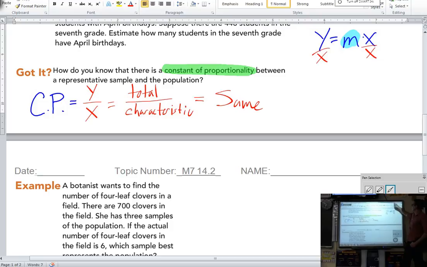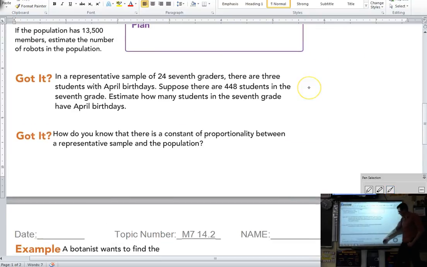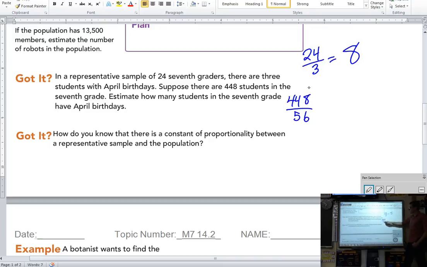So if I come back to here, my April birthday problem, and I compare 24 to 3, that gives me 8. If I compare 448 to 56, the total divided by the characteristic that we were looking at, we'll get approximately 8. If I flip this over, and I do 3 divided by 24, I'd get 1/8. So when we do the division, how we know this to be true is when we divide part divided by whole, or whole divided by part, we get the same values.